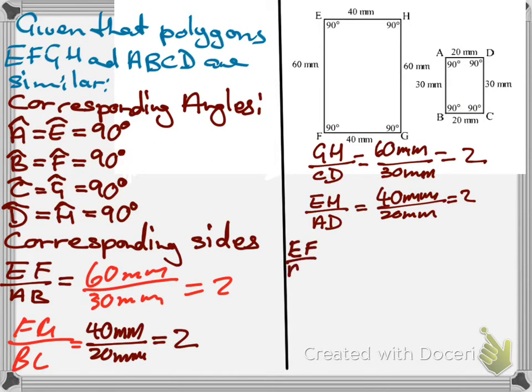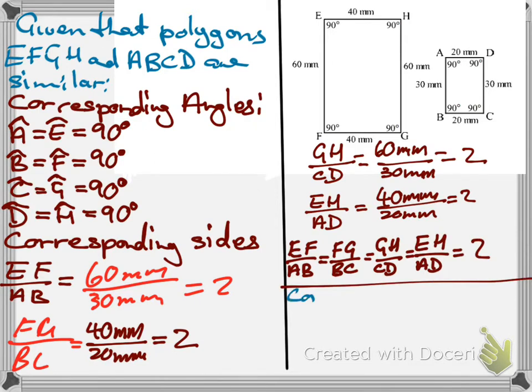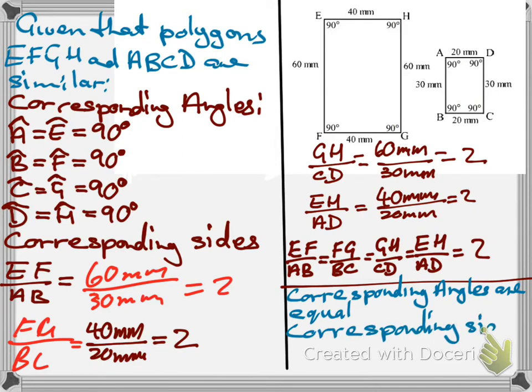So we can see that EF all over AB is equal to FG all over BC, which is equal to GH all over CD, which is equal to EH all over AD, all equal to 2. So here we can conclude from the investigation that corresponding angles are equal and also corresponding sides are proportional. So you can see it satisfies the two conditions of similarity. Can you see that? Now, let's look at something different.